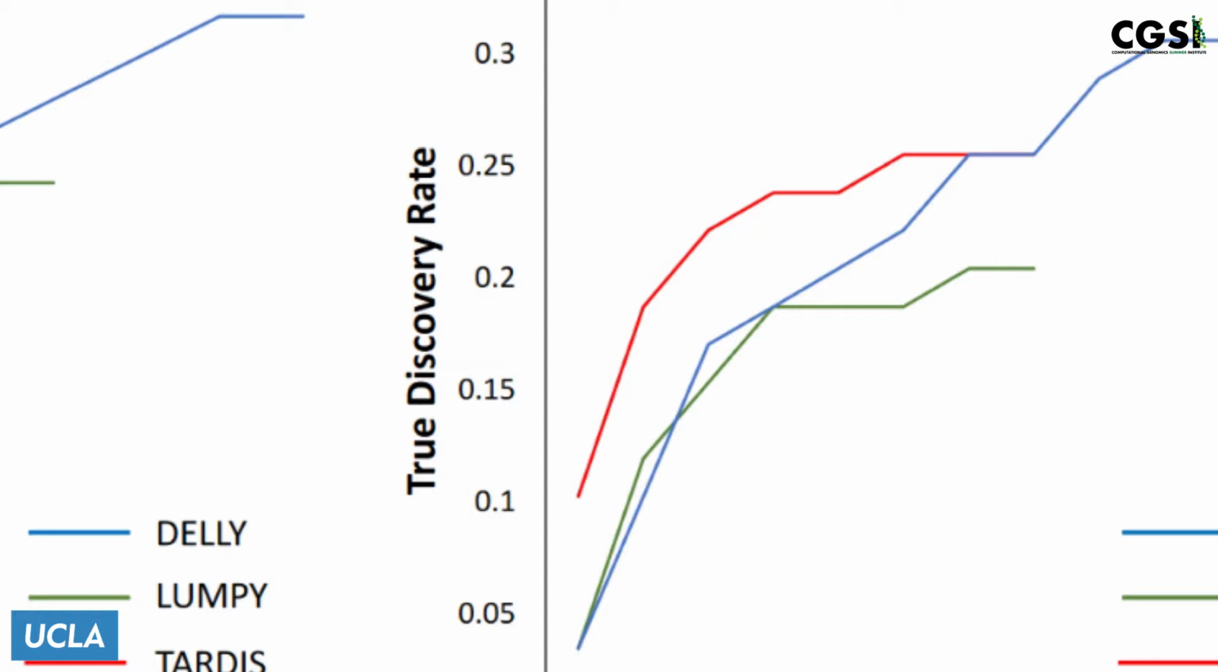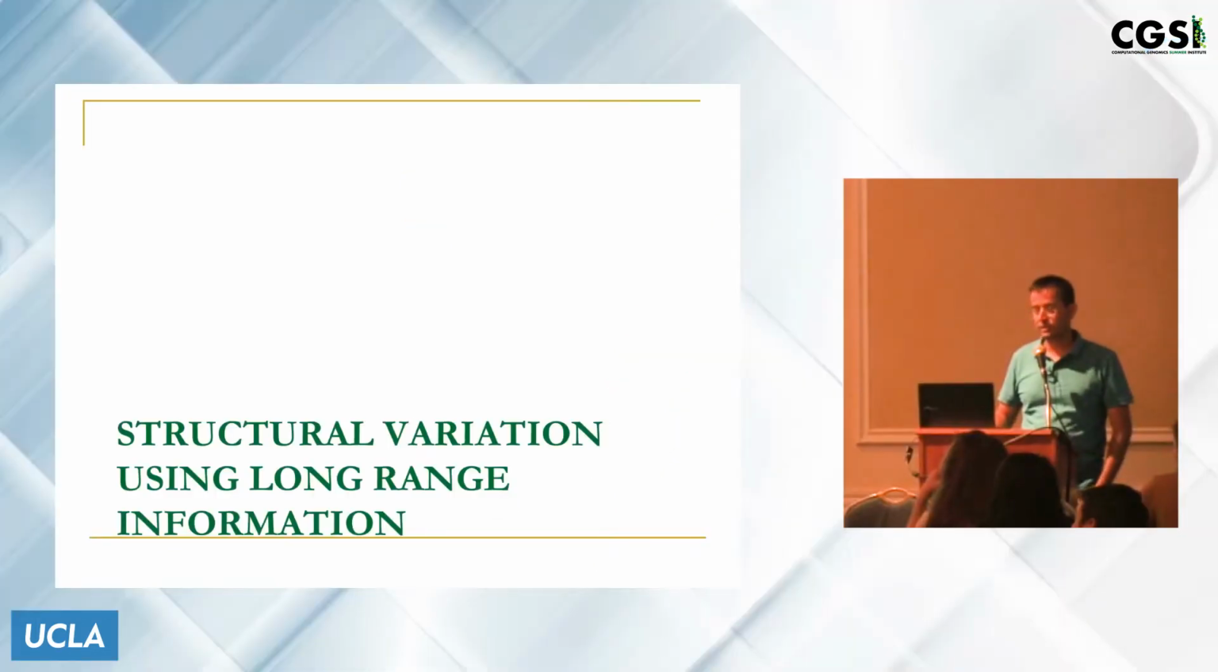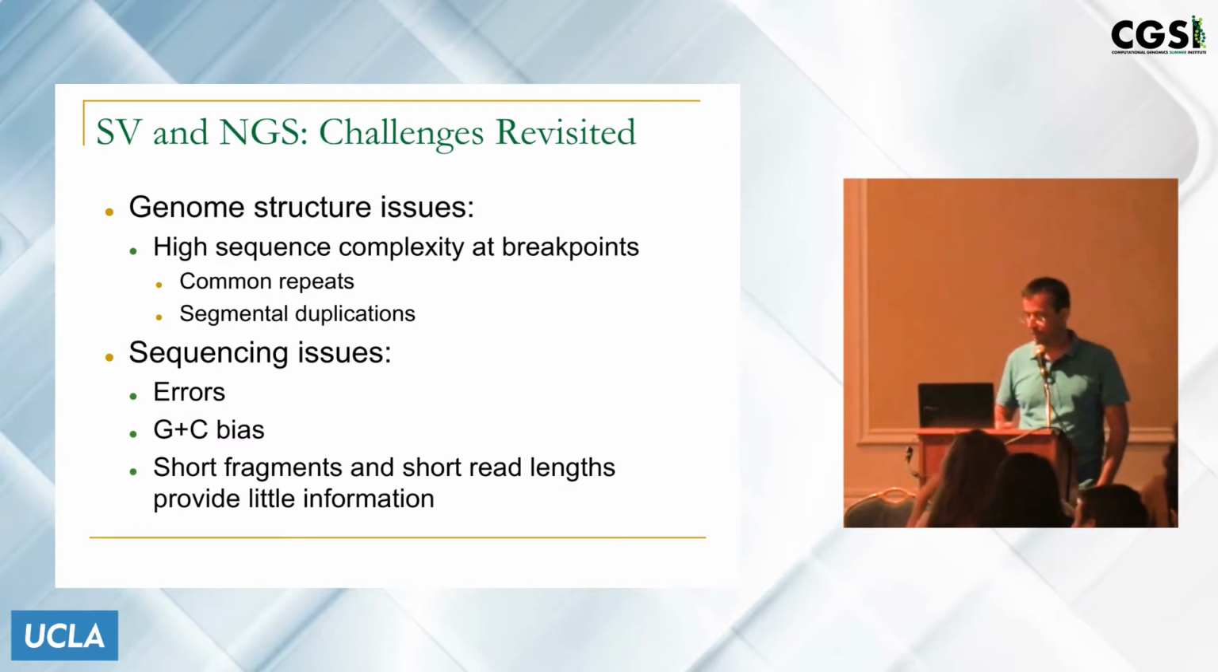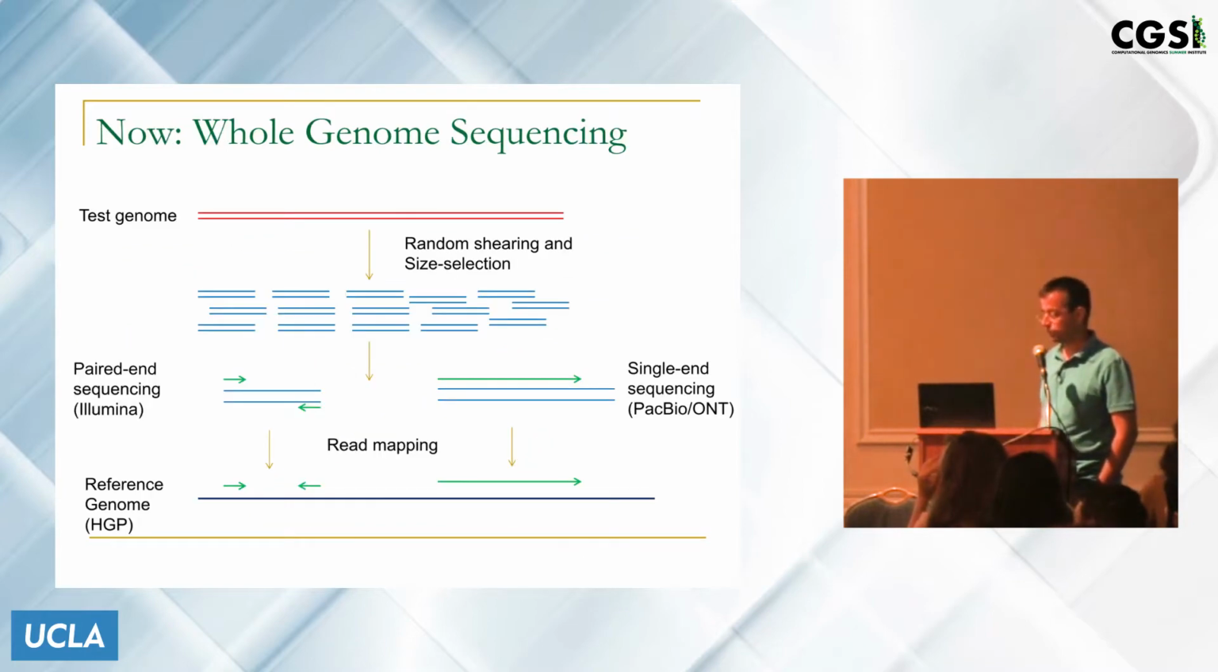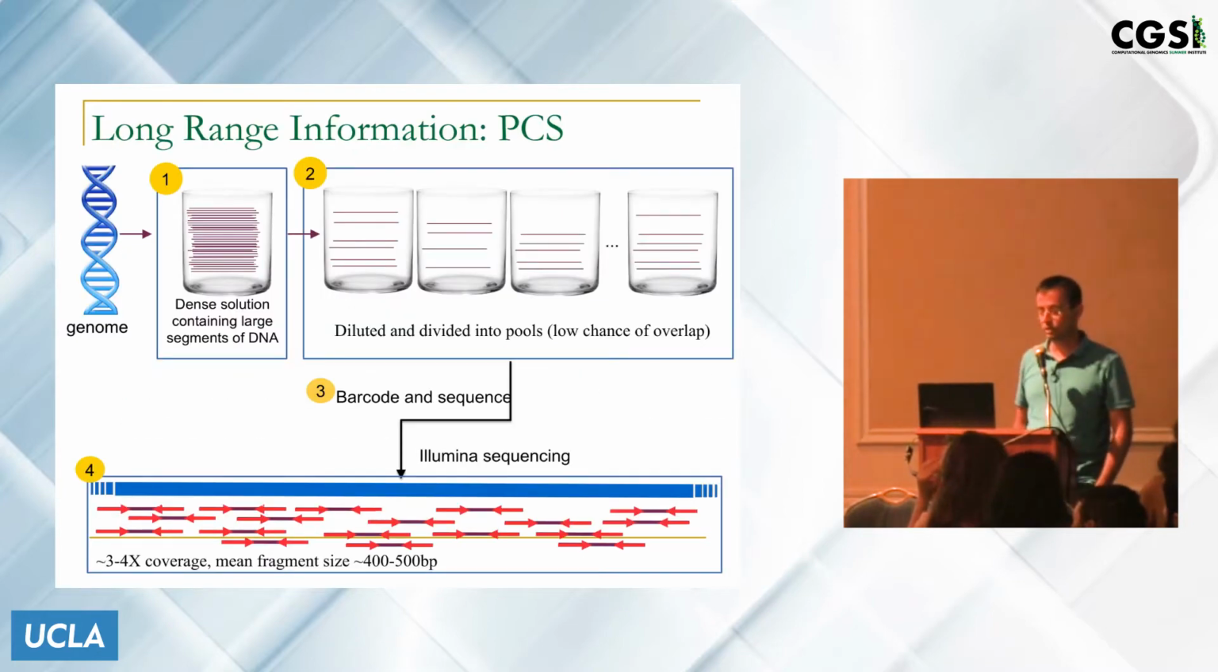Okay, so I'm already out of time, so I'll just go very, very quickly. We have challenges with next-gen sequencing, let's just skip those old days, new days. More recently, pooled clone sequencing was developed to help with some of those problems, which is, again, a dead technology, but it was replaced by linked read sequencing. So I'll just go to the linked reads.